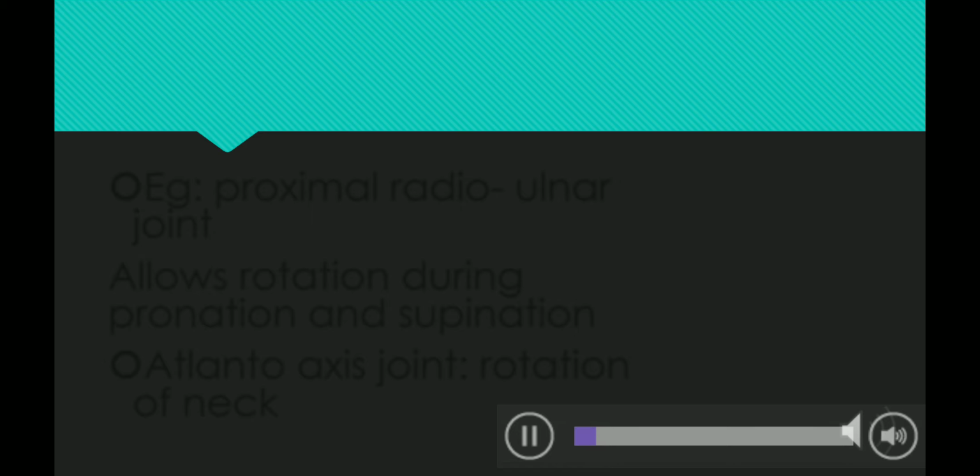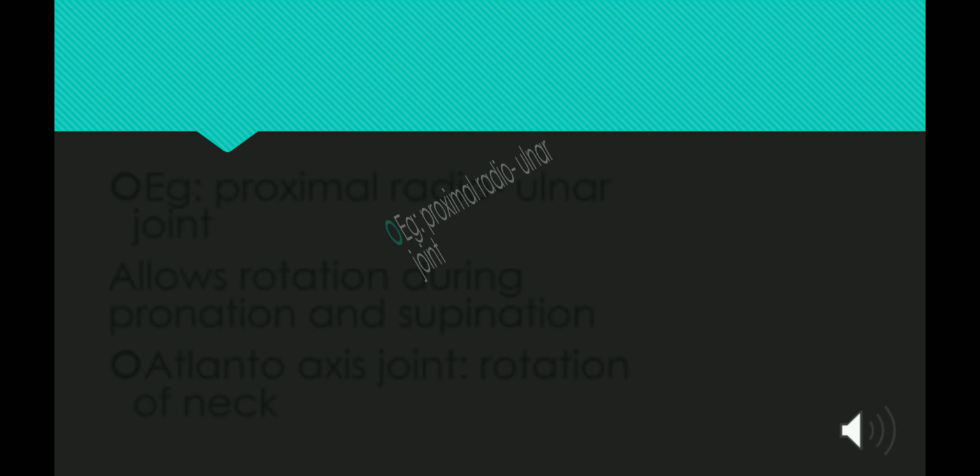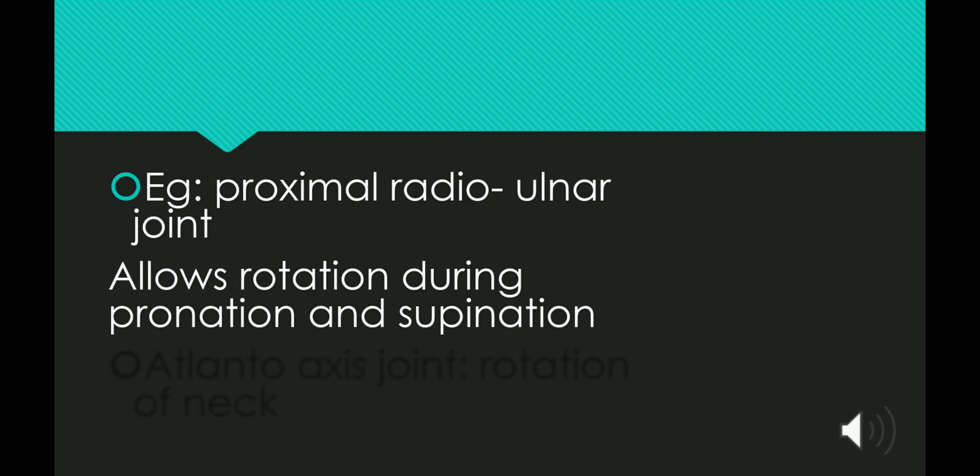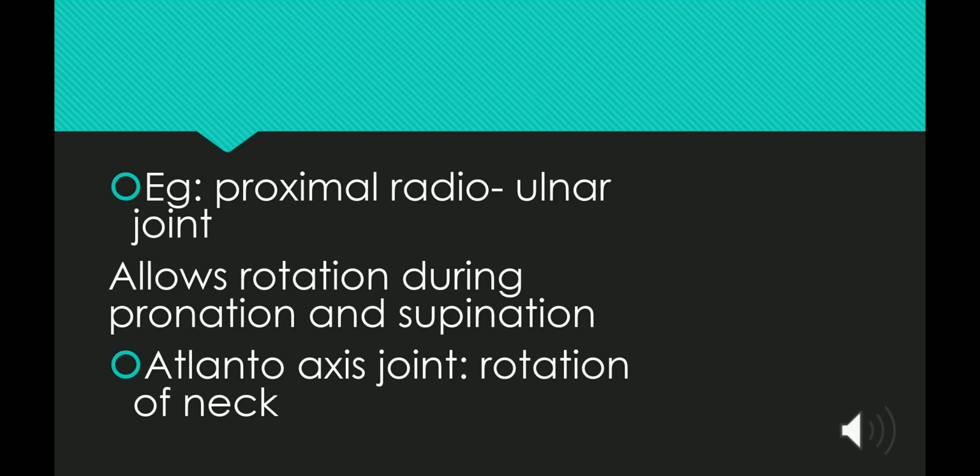Another example for rotation is the proximal radio-ulnar joint. It occurs during supination and pronation. We will discuss what supination and pronation are in the next slide.